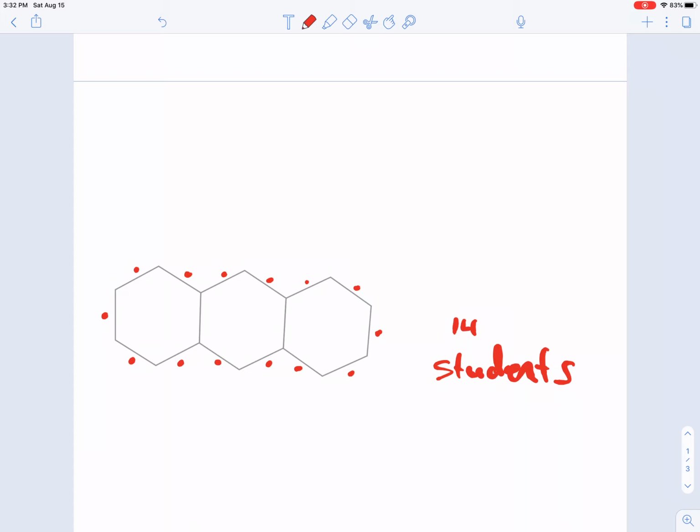So the question is this: if there were 1,000 students coming, or if half the school was coming, which would be around 2,200 students, how many tables would you need? That's what I want you to start thinking of for tomorrow.